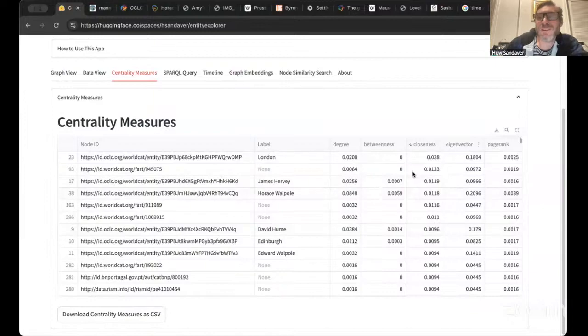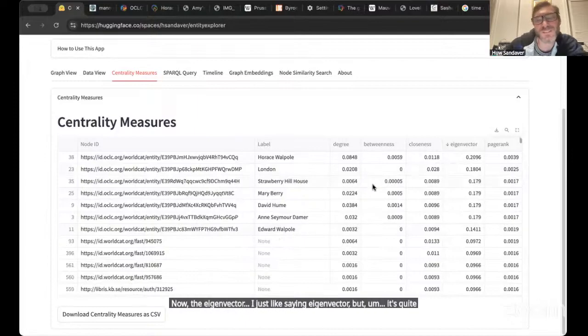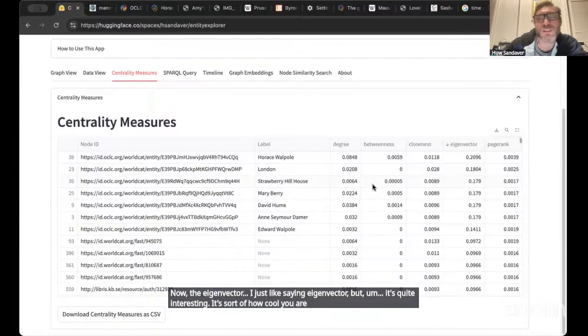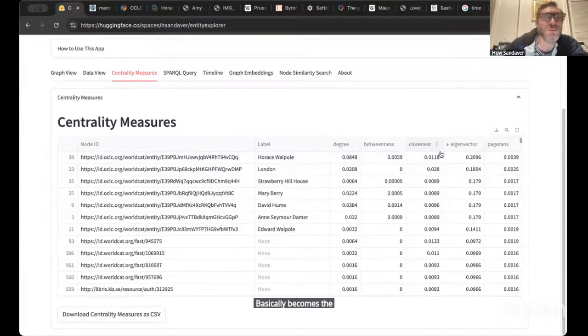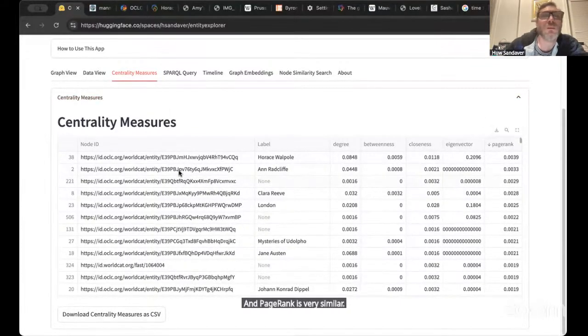Now the eigenvector, I just like saying eigenvector, but it's quite interesting. It's sort of how cool you are by association. And quite naturally here, Walpole, with all his connections, basically becomes the coolest entity on the graph. And PageRank is very similar. Okay.